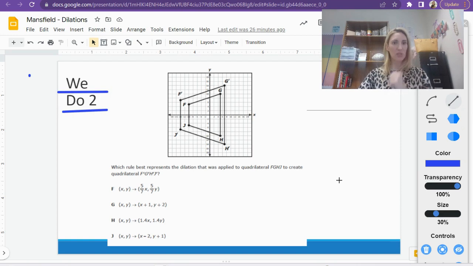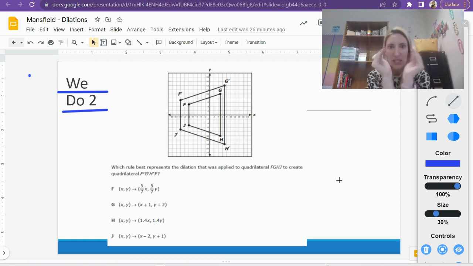Okay, and here's the next one. Which rule best represents the dilation that was applied to quadrilateral FGHJ to create the quadrilateral F prime, G prime, H prime, J prime? I didn't even need a sentence, I could only have the question: which rule best represents the dilation? Because you guys are supposed to know which one is the original and which one is the new one.